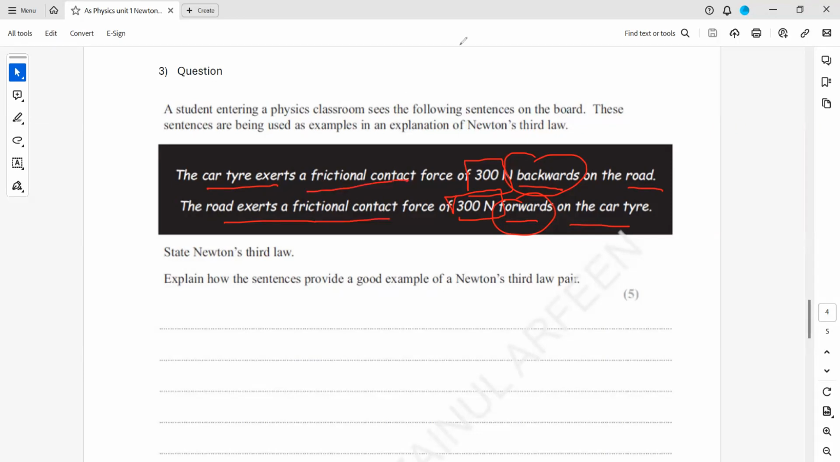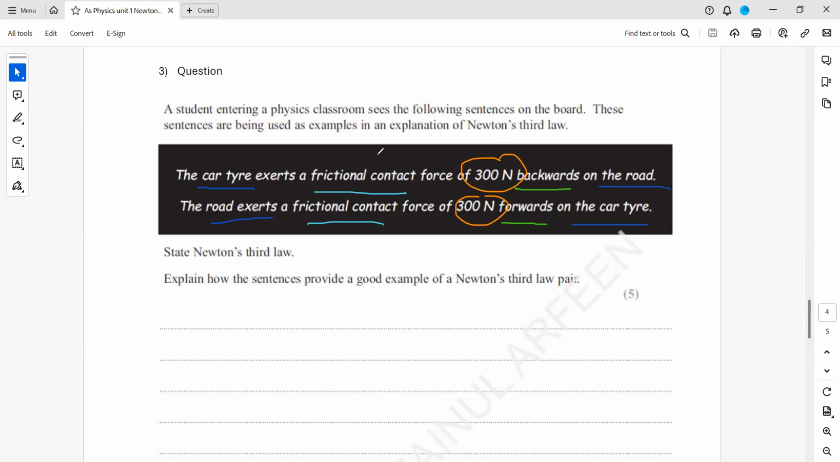So how you list this? First thing, you will list Newton's third law, that action and reaction forces are equal and opposite in direction, and acting on two different objects, like the car exerts force on the road and the road exerts force on the car. That is one difference. Another one is backward, another one is forward. Another relation, one is 300 Newton, the other is also 300 Newton. And another similarity is there, frictional contact force. So this is how you list them.